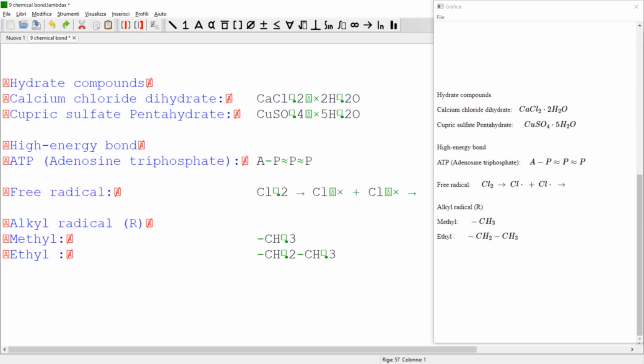Copper sulfate pentahydrate: CuSO₄·5H₂O.